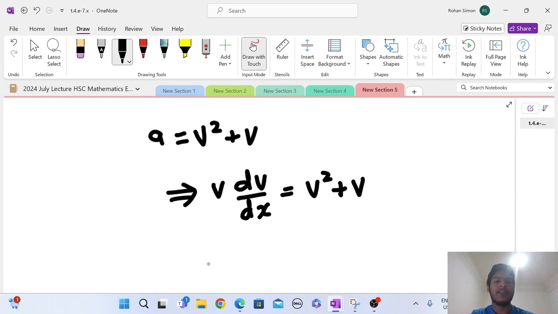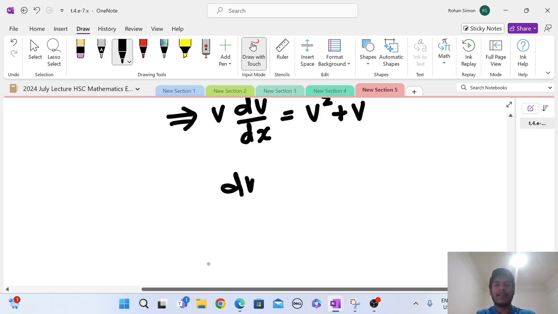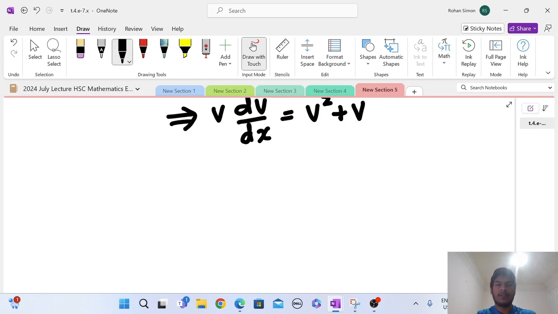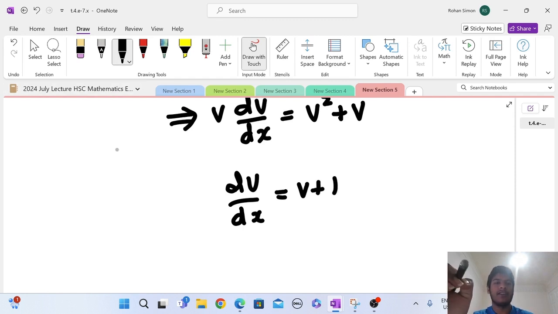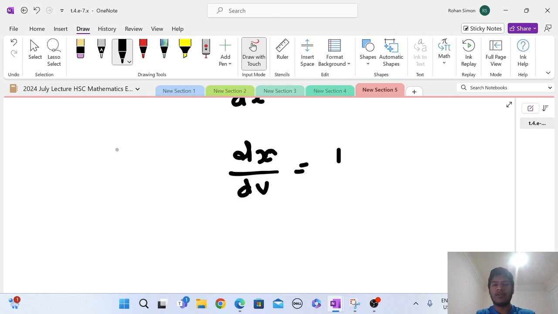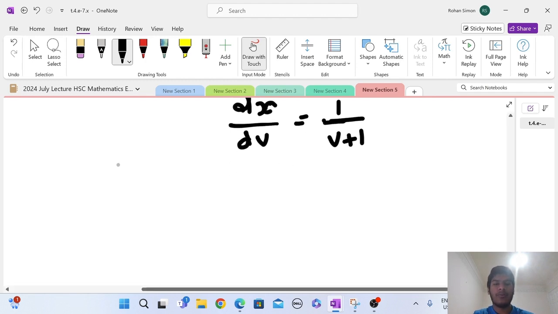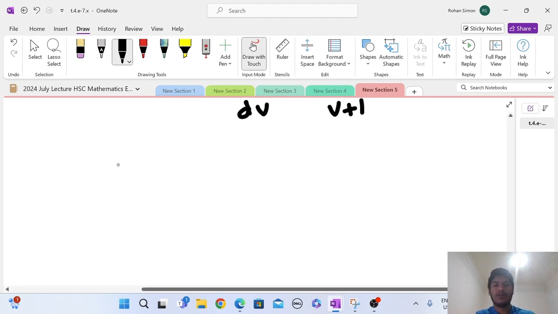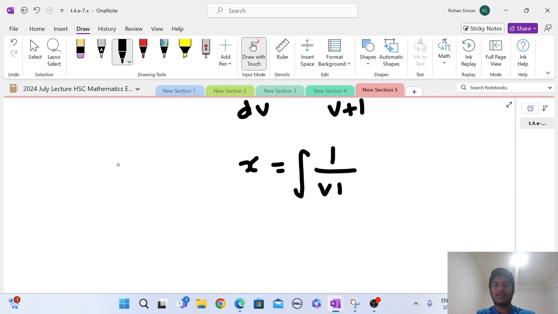And so we're going to divide through by the velocity on both sides. So we get dv/dx equals v plus 1. And we can flip both sides again because of chain rule. dx/dv equals 1 on v plus 1, or 1 plus v, either way. And from there, we can go ahead and integrate. So you get x equals the integral of 1 on v plus 1 dv.